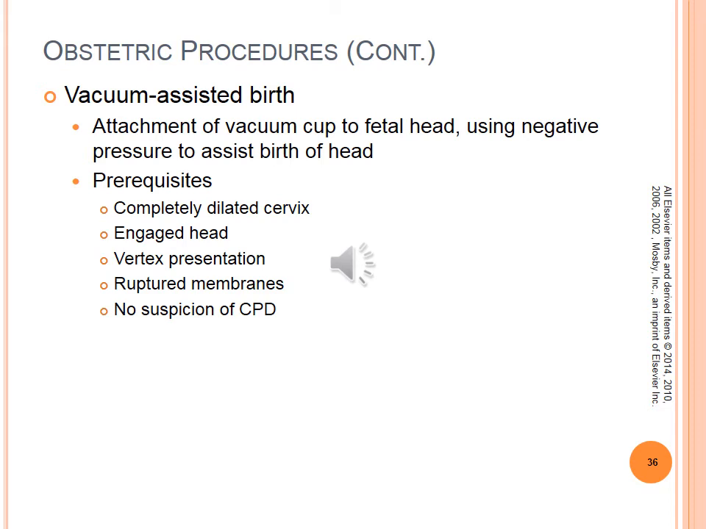Vacuum-assisted birth is the attachment of a vacuum cup to the fetal head using negative pressure to assist the birth of the head of the baby. Prerequisites: completely dilated cervix, engaged head, vertex presentation, rupture of membranes, and no suspicion of CPD. CPD is cephalopelvic disproportion. The woman is encouraged to push as pressure is applied. If vacuum extraction is not successful, a forceps or cesarean delivery is usually performed.